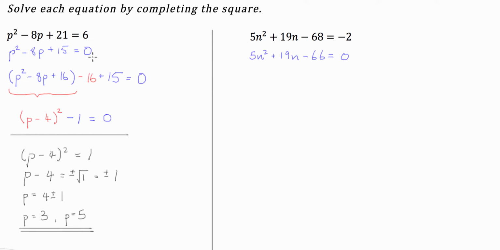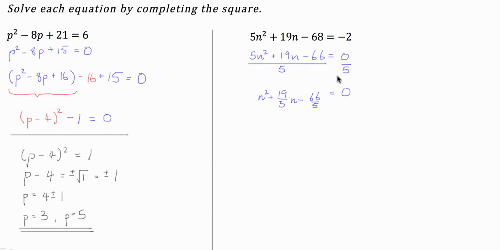Now, the difference between these two quadratic equations is the coefficient on the n squared term, in this case, is 5. It has to always be 1 for this perfect square thing to work. So we're going to have to make this into a 1. The only way we can do that is if we divide both sides by 5. What's clever about this is 0 divided by 5 is still 0. And then what we have on this side is n squared plus 19 over 5 n minus 66 over 5. And that's going to equal 0.